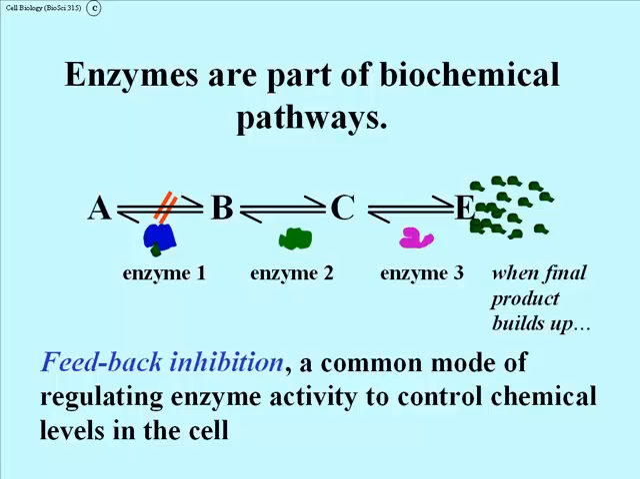So when E builds up, when the final product of this pathway builds up, very characteristically, some of those molecules go back and bind to an enzyme early in the pathway, changing its shape, thus inhibiting it. That's called feedback inhibition. It is a reversible phenomenon, so that when levels of E drop because the cell is using it for some purpose, the E molecule that is bound to enzyme 1 would actually come off, and then the pathway could resume at full speed.